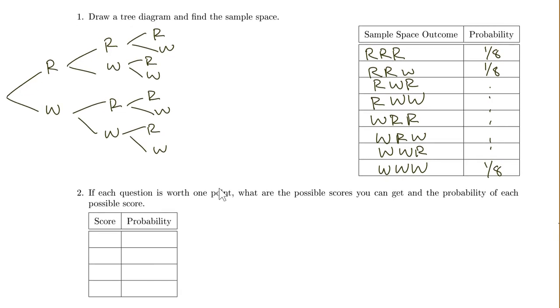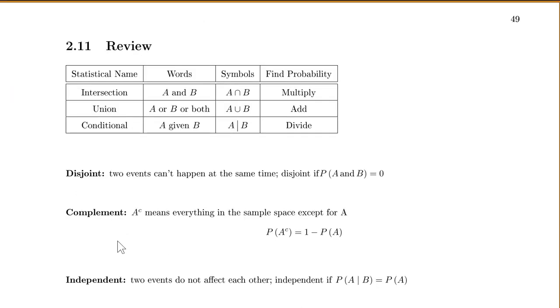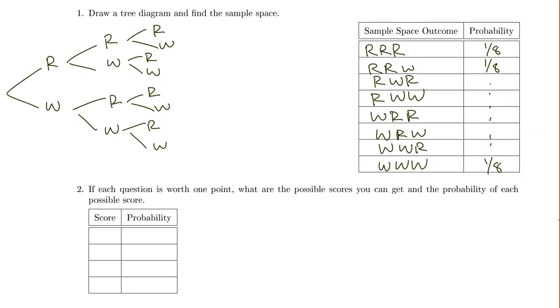Now, if each question is worth 1 point, what are the possible scores you can get and the probability of each possible score? So my possible scores are 0, 1, 2, or 3. 3 questions means those are my scores. So to get a 0, let's go back up and see which things will give us a 0. To get a 0, I would have to get wrong, wrong, wrong. So that would just be 1/8.